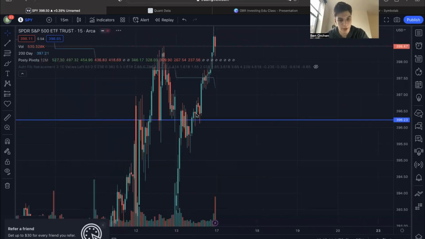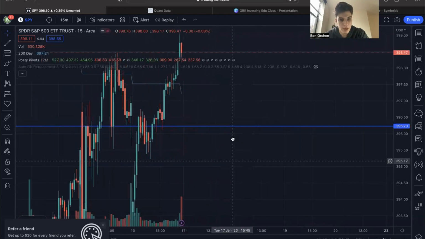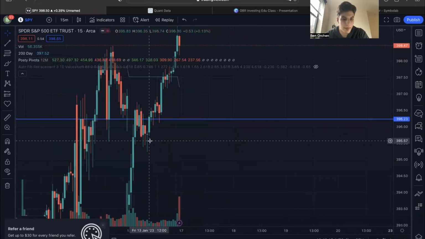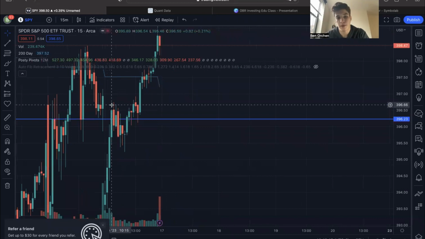That's why we can pan over to something like the 15-minute. Now let's say that you waited for a 15-minute confirmation here. Your trade's out right here on that next candle.